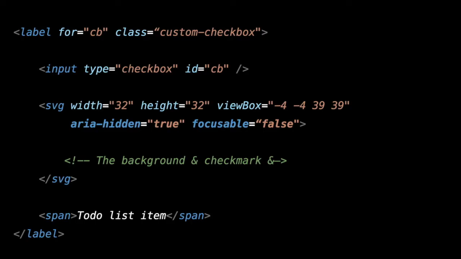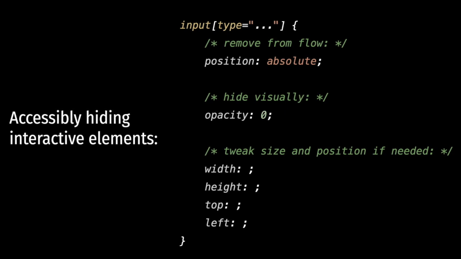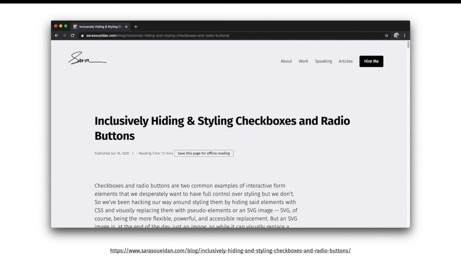And finally, since the native checkbox is still exposed to screen readers and we have a visible text label to go with it, once again the SVG image is redundant and irrelevant, so we'll finally hide it using aria-hidden and focusable false. And this is how you hide interactive elements accessibly. This applies to checkboxes, radio buttons, file input types, and any other interactive input type that you need to hide and visually replace with something else. For a more detailed recap of this technique, you can refer to the article that I wrote about it on my blog.